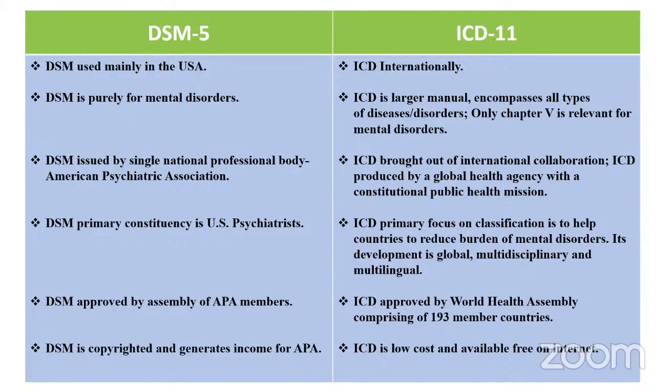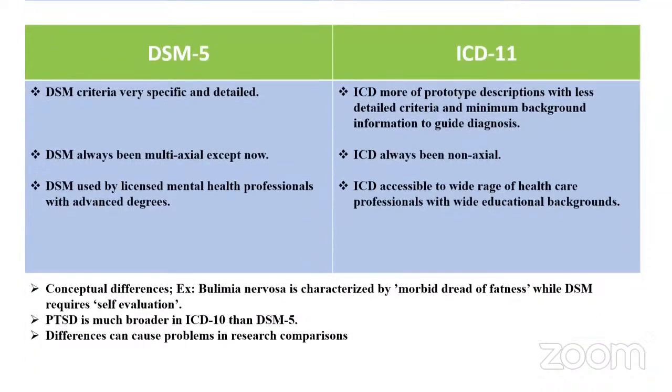So now the last difference is that DSM is copyrighted and it generates income for the American Psychiatric Association. That is why I said it is available, but you have to buy it. But ICD is low cost and freely available on the internet. If you want to buy a hard copy, you can pay a very nominal amount of money and buy ICD. Okay, so with this, we have finished your classification systems.